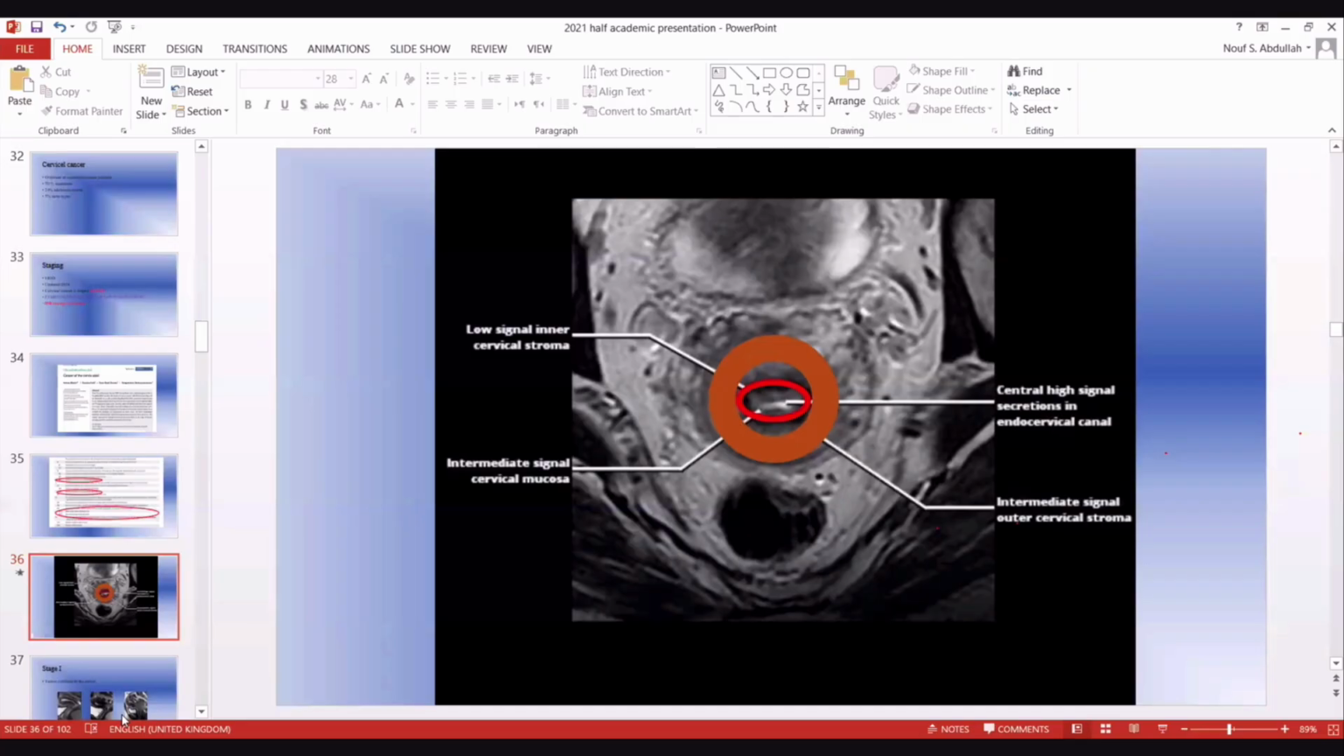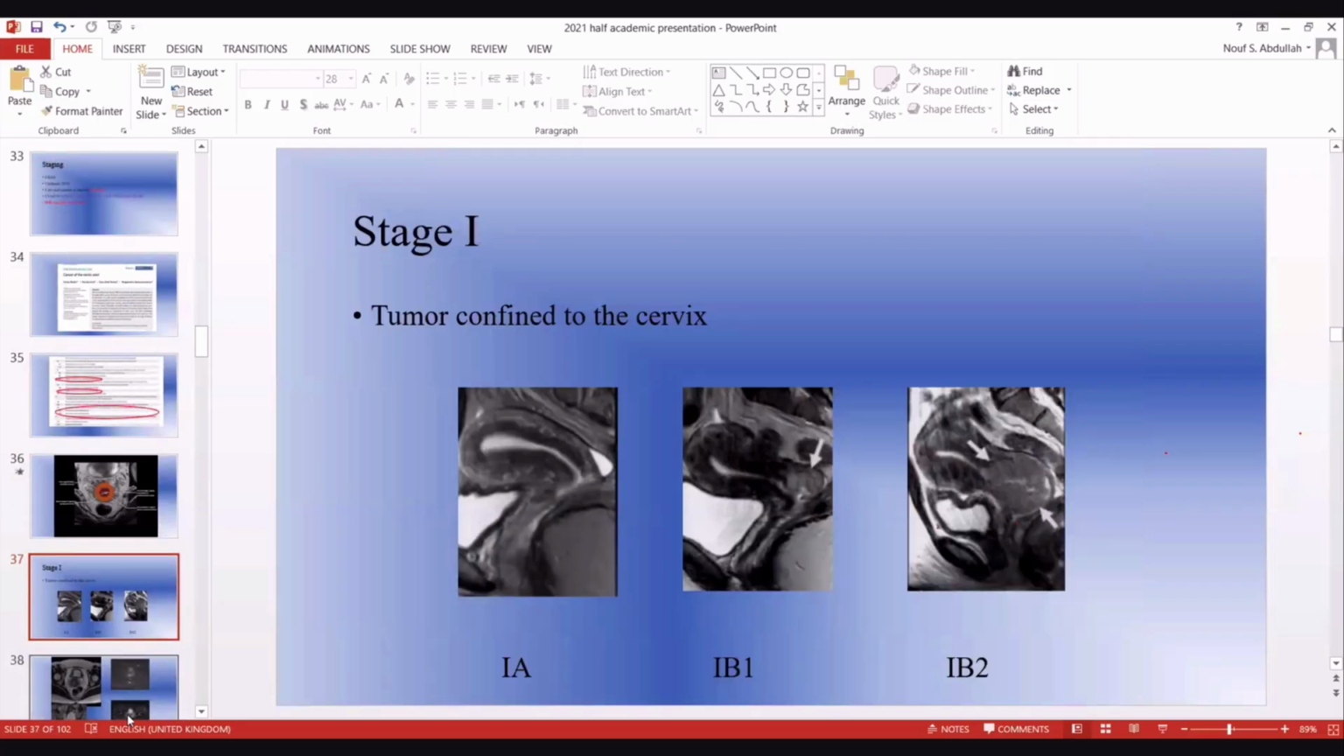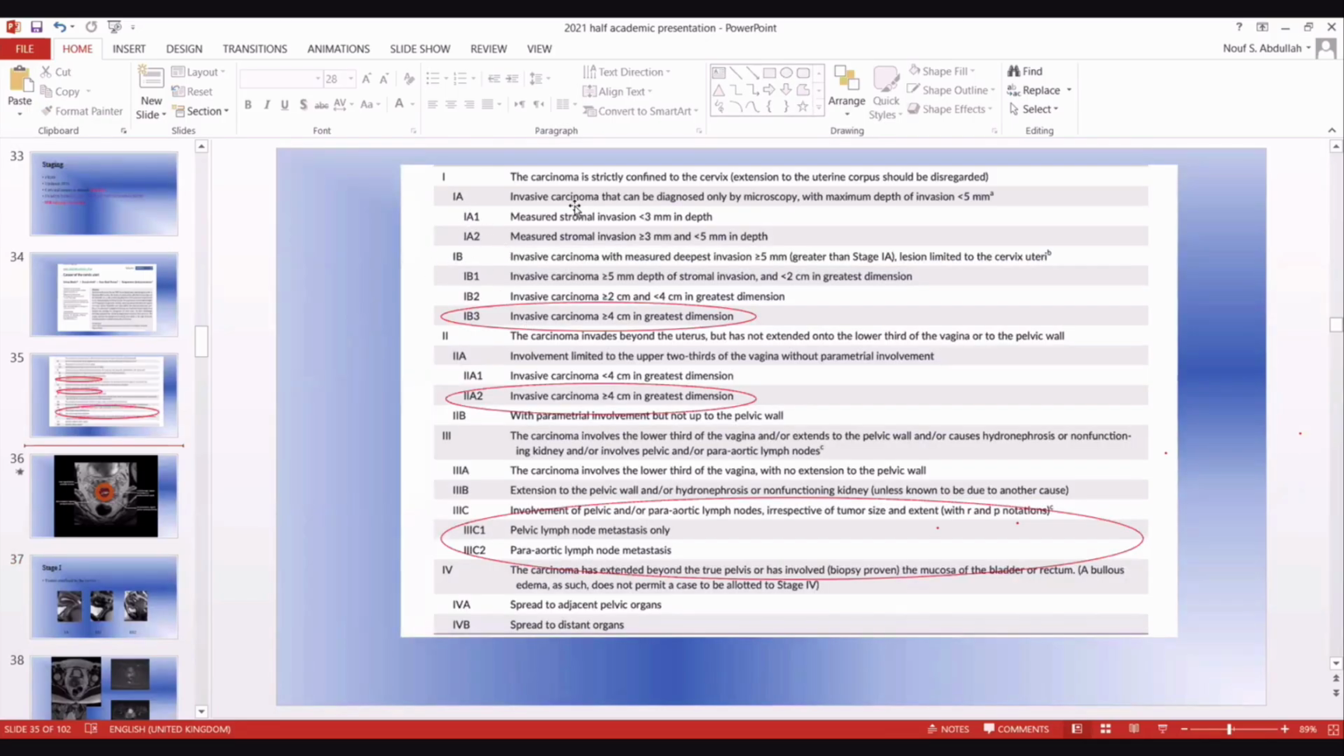So if I go back here, this is just a case. I will show you a few cases of cervical cancer. You look at these different images, and if we go back into stage 1, you have an invasive carcinoma. However, you're looking at the depth of the invasion into the cervix.